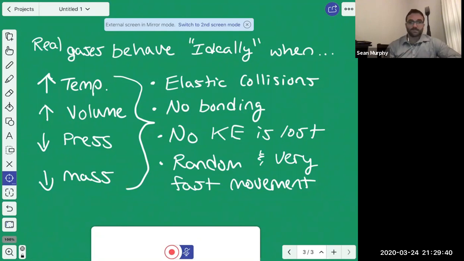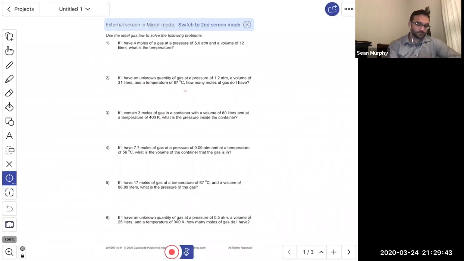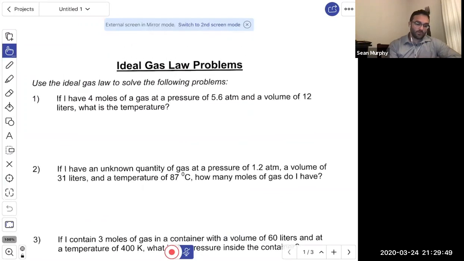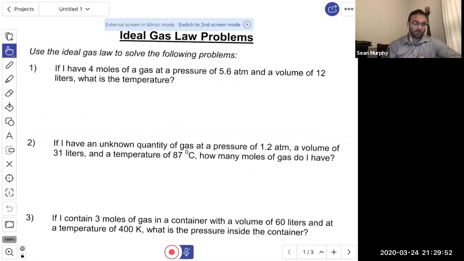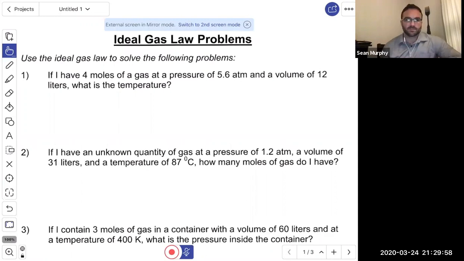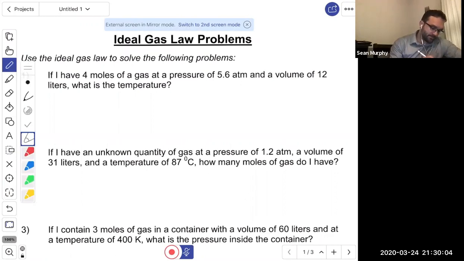Now, let's do some practice problems here. Let me zoom in. We're going to do the first couple of problems that are on your homework or your assignment in Canvas. Okay, so let me see if I can write this at the very top. Remember, our formula is PV equals nRT.